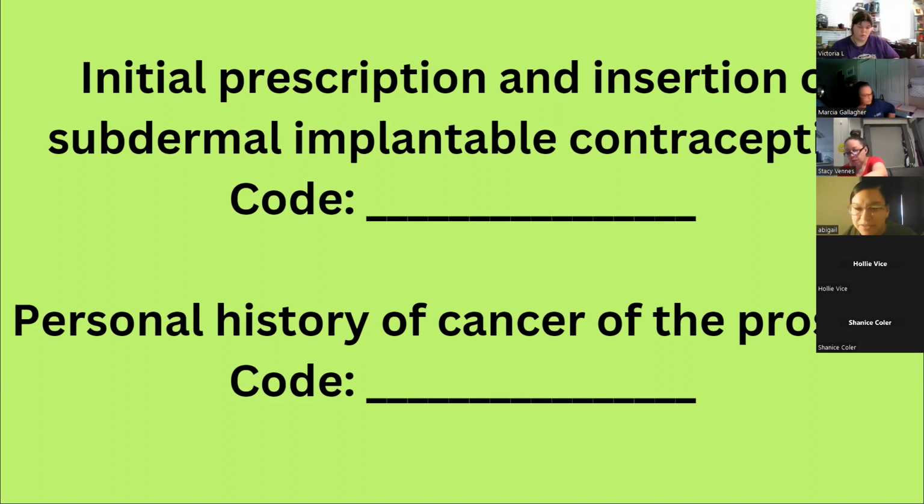Z30.49. Is that what you said the first time? I didn't hear what Shanice said at first. You got Z what? 30.017. Oh, okay. I typed in implantable contraceptive. It didn't want to come up like that. I just typed in subdermal and then two different kinds popped up. And I couldn't get mine to come up with implantable contraceptive. I had to put initial, contraceptive, and encounter. So, like I said, there are so many different ways to do it.